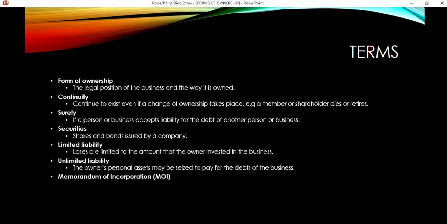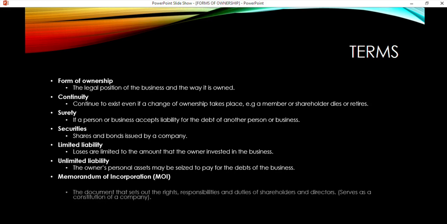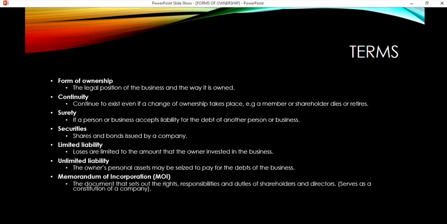A memorandum of incorporation, this is an important one that you need to note. That's a document that specifies your rights, your responsibilities, the duties of the shareholders, directors. So this basically is your constitution of a company. What is the foundation of the company? It's your memorandum of incorporation, and that means who does what, what your rights are, what your responsibilities are, and what your duties are. So if you're part of that company, you need to understand the MOI.